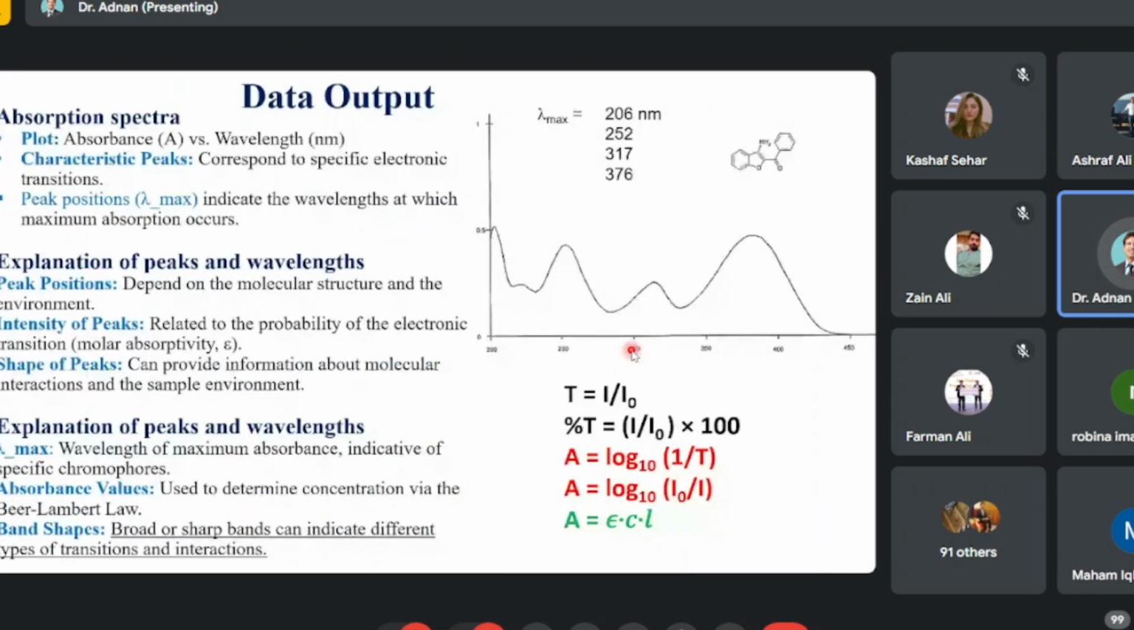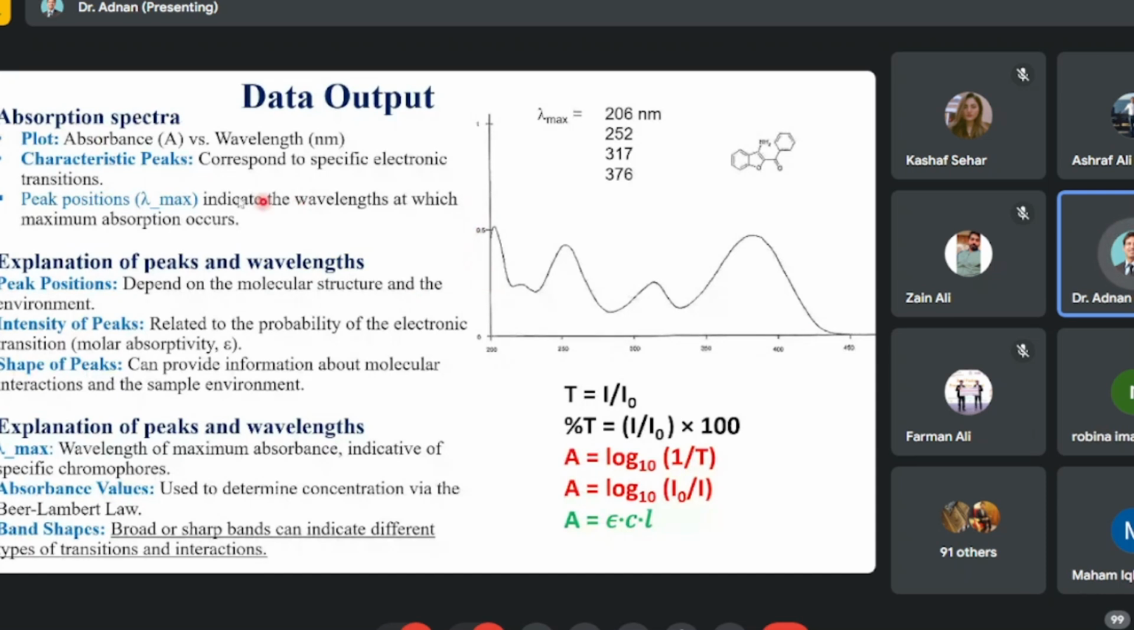This is one of the spectra from the UV visible spectrometer of this compound. This is actually the data output. The data output is a plot of absorbance versus wavelength. So here is the wavelength and here is the absorbance.